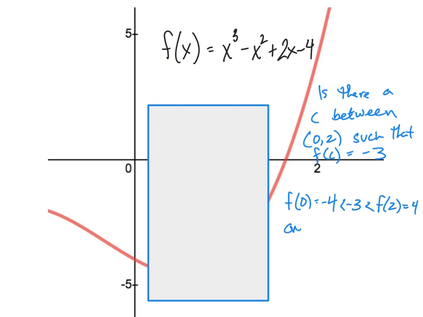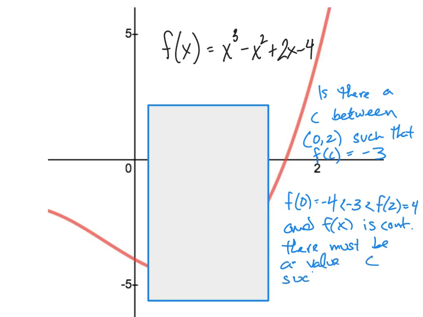And since f is continuous, I'm going to just abbreviate here, there must be a value c such that, I'm going to say that c can be anywhere between 0 and 2, f of c is equal to -3. Okay, so this is the overall way you would justify.